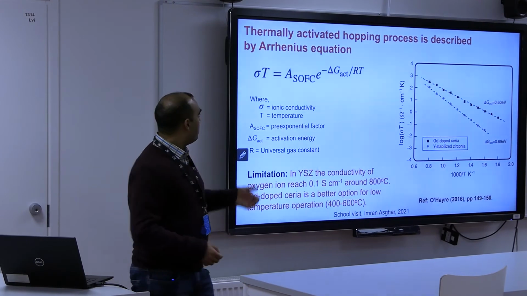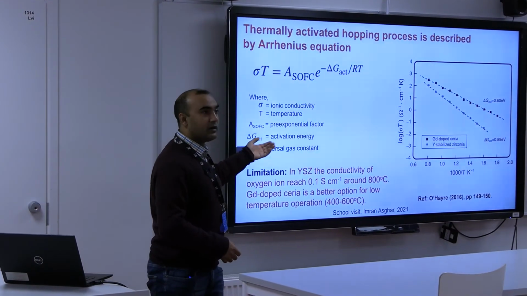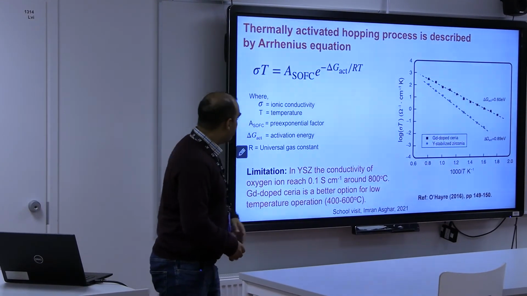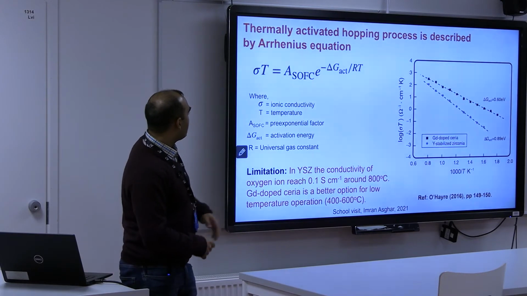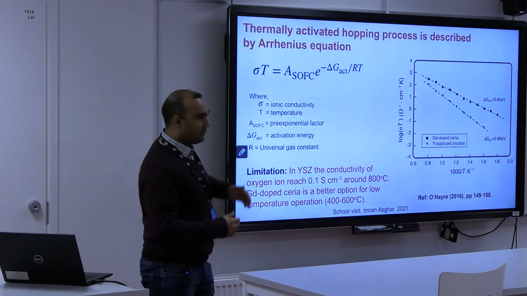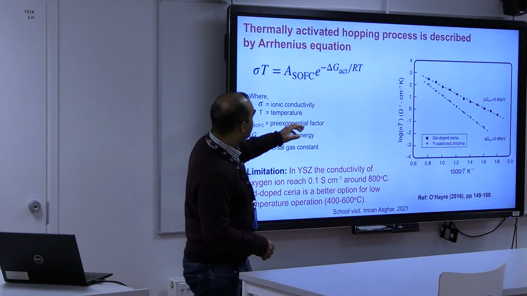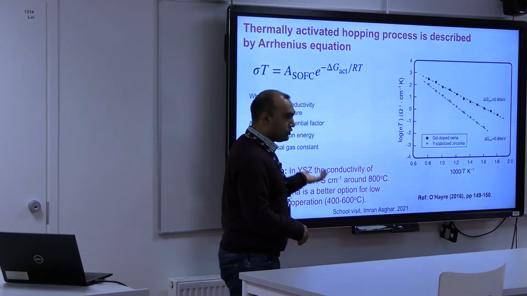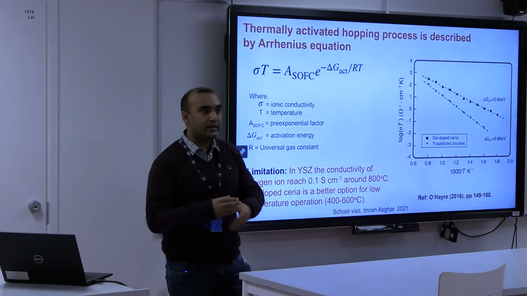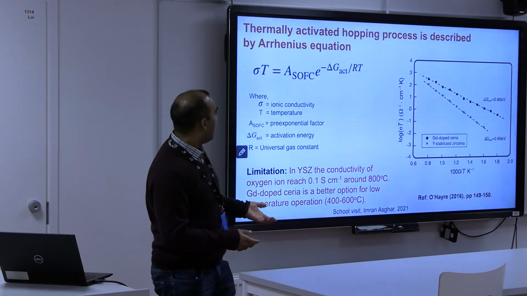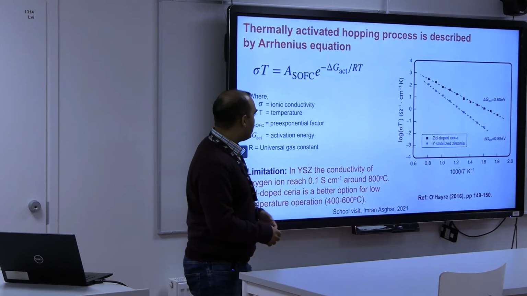And we study it with the help of this Arrhenius equation that you see in here. So basically this is the conductivity, ionic conductivity, temperature, then this is the coefficient there, and this is the activation energy. So what energy it needs to activate the process. And then we have natural gas constant and the temperature.